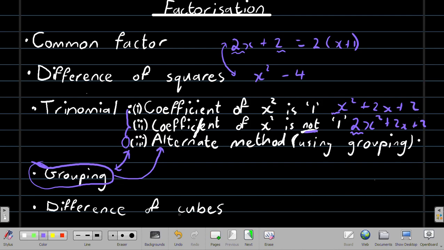Difference of cubes is similar to difference of squares, except we have a cube. This one is also pretty simple actually. It looks tricky but is quite simple.